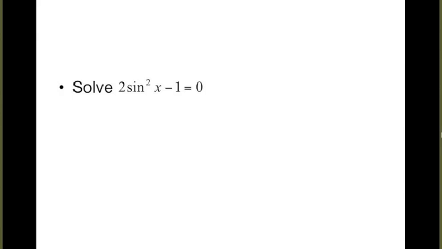First step, get the trig function alone. So I'm going to start by adding 1, dividing by 2. Are they all going to be 30, 60, 90? No. Good question, but no. They'll all be 30, 60, 90, or 45, 45, 90. They'll all be a special triangle.